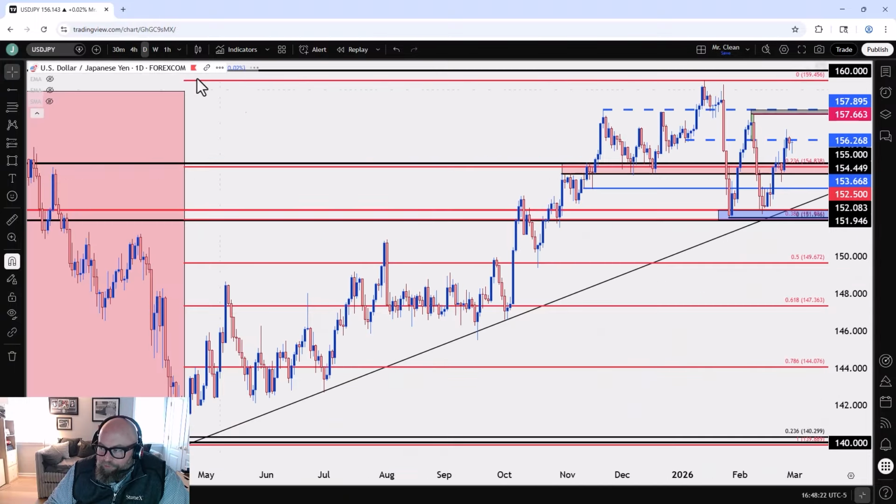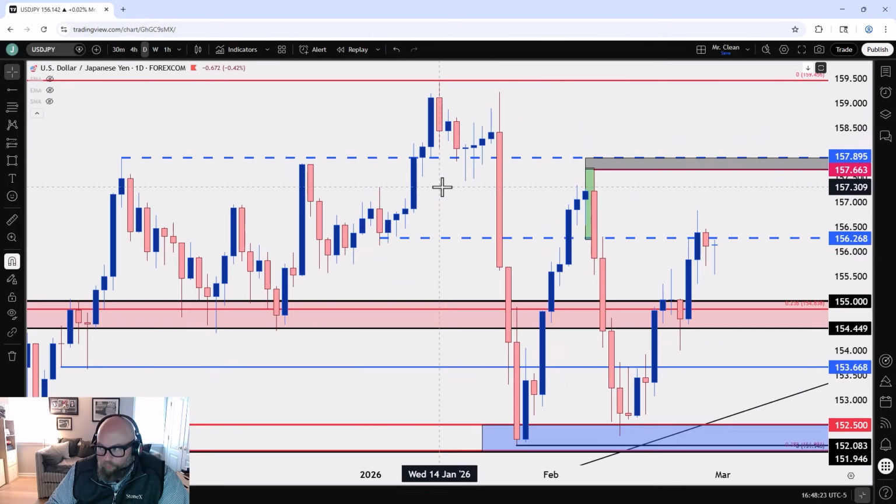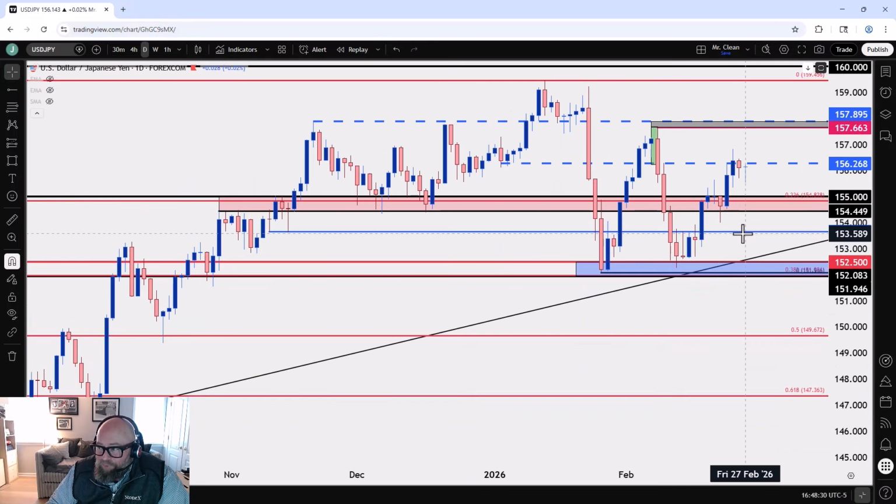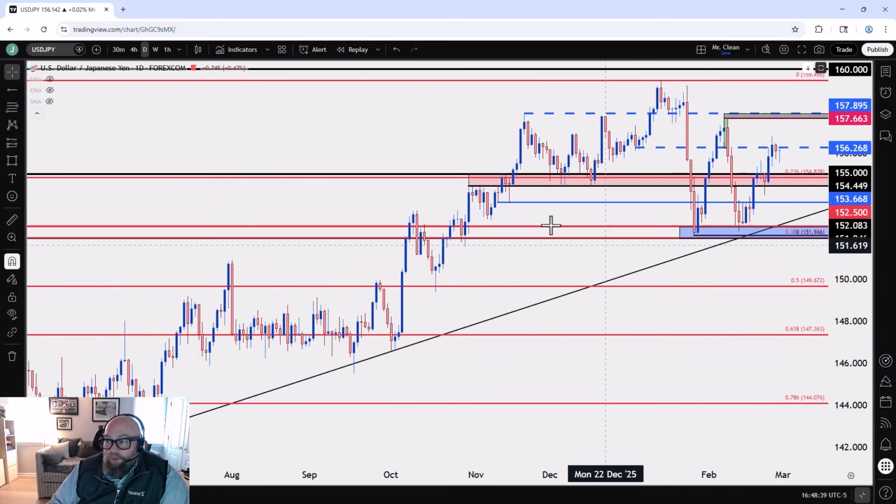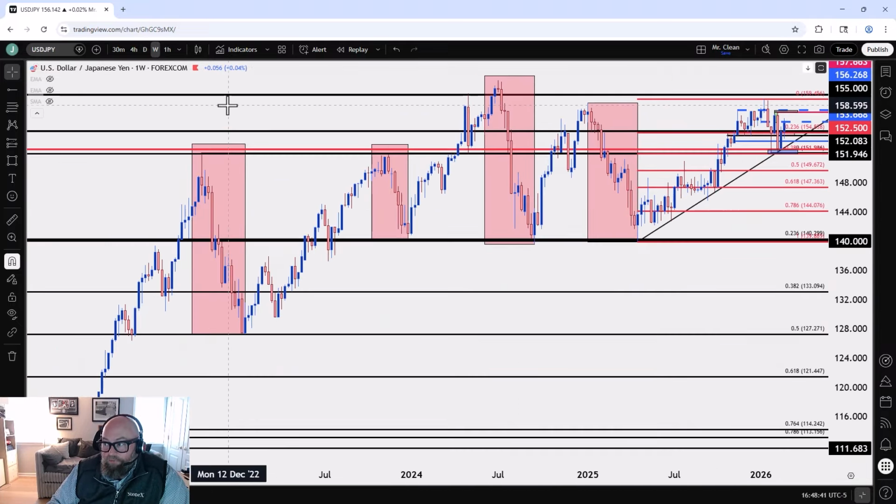What I'm looking at for support, and this is still my long or bullish USD setup, is this zone here, 154.45, 155. If it gives that up, 153.67 is my S2, and then this is my S3. If it gets below this 151.95 level, then we're looking at an entirely different scenario.